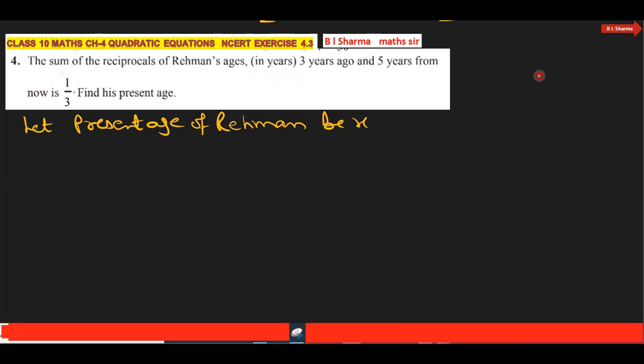Question number 4. The sum of the reciprocals of Rahman's age in years 3 years ago and 5 years from now is 1 by 3. Find his present age. So let the present age of Rahman be x years.